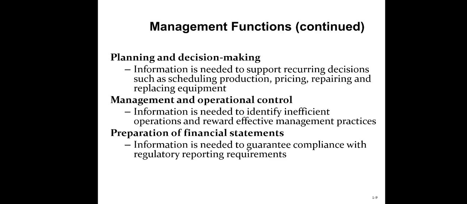And then, what is planning and decision making? I think everybody knows about planning and decision making. For this function, information is needed to support recurring decisions such as scheduling, production, pricing, repairing and replacing equipment. Management and operational control: information is needed to identify inefficient operations and reward effective management practice.